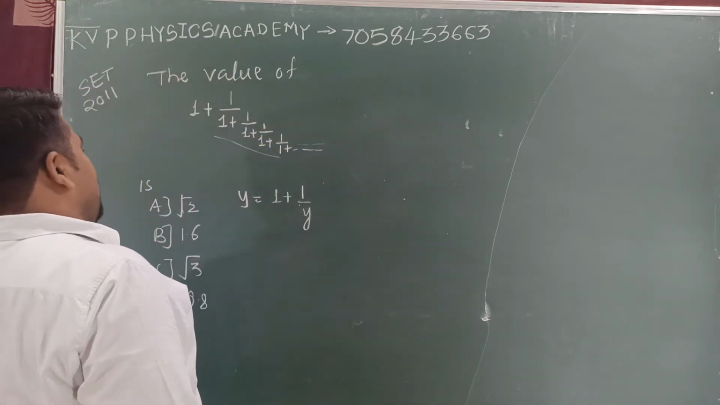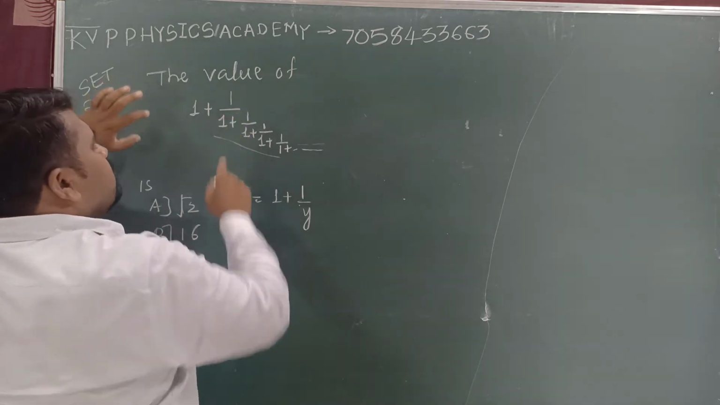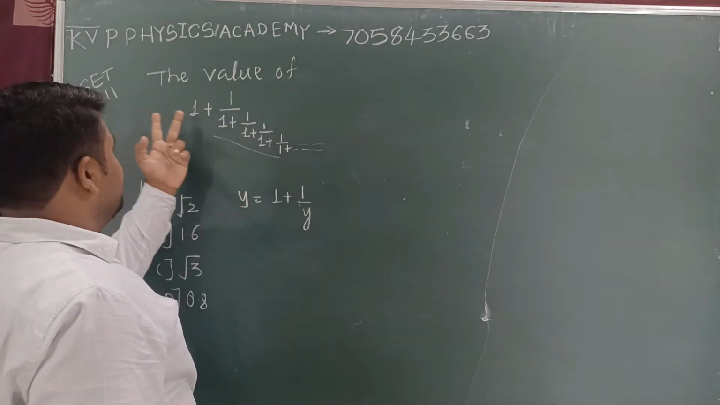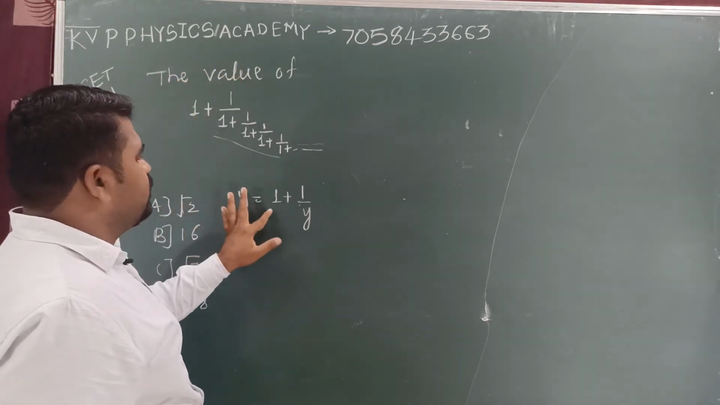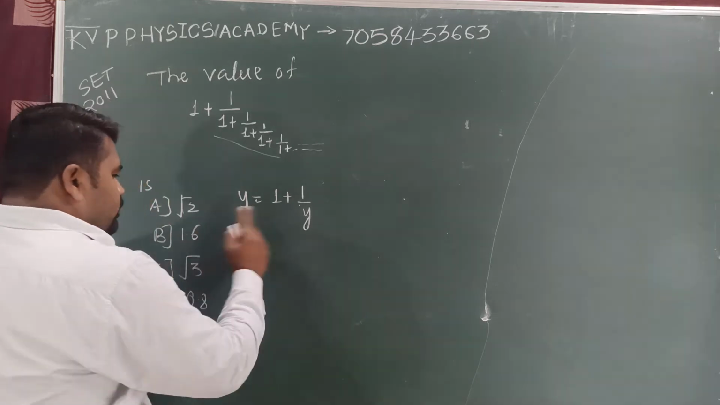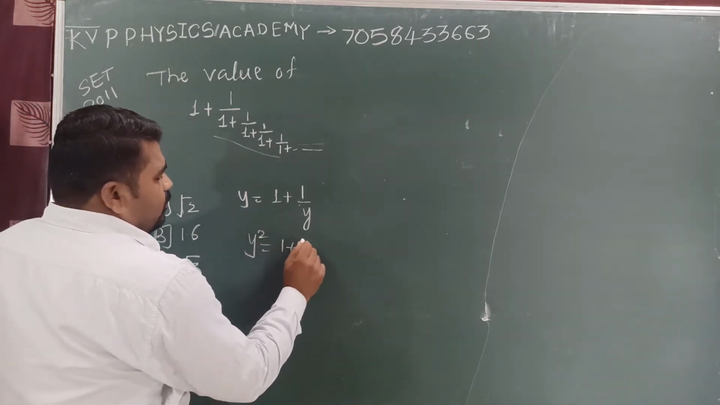Next, suppose we remove this part. Again it is the same series, yes or no? Again this whole term is considered as y, which means y is equal to 1 plus 1 upon y. Both sides multiplied by y, then this becomes y square is equal to 1 plus y.